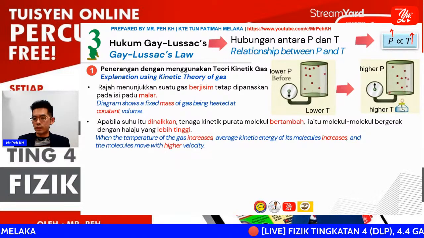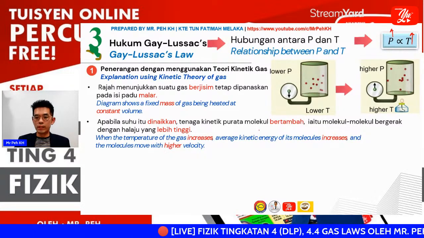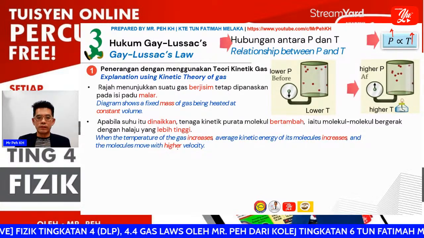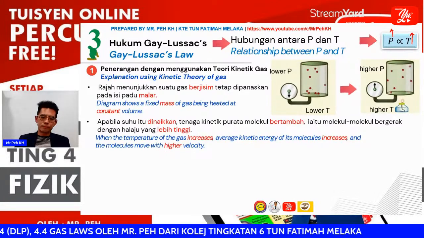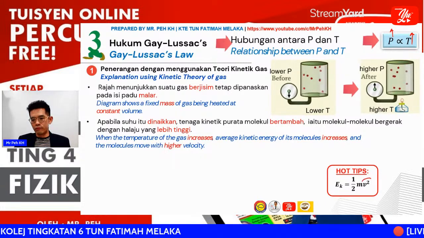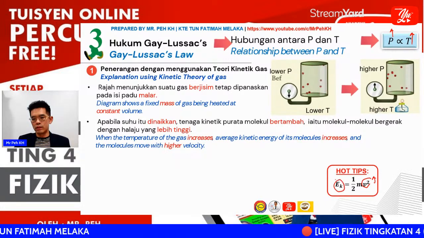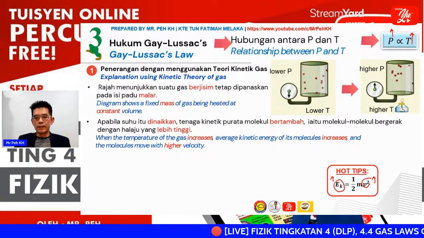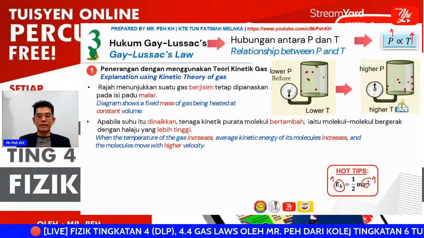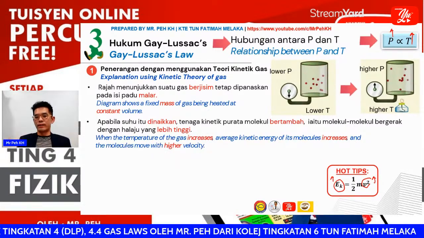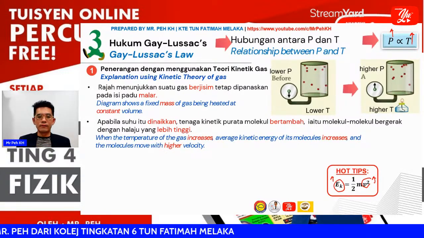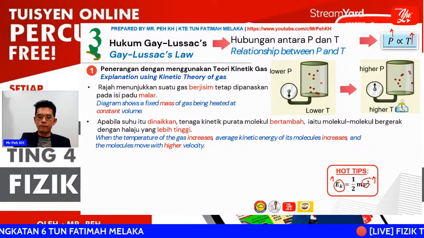the average kinetic energy of the molecules increases because of the formula E equal to 1 over 2 mv square. So the molecules will be moving at a higher speed. So this will be referring to this formula again. When the v increases, the kinetic energy of the particles will increase. Then the temperature is measuring the average kinetic energy of the molecules. So when the average kinetic energy of the molecules increases, that means the temperature will increase.